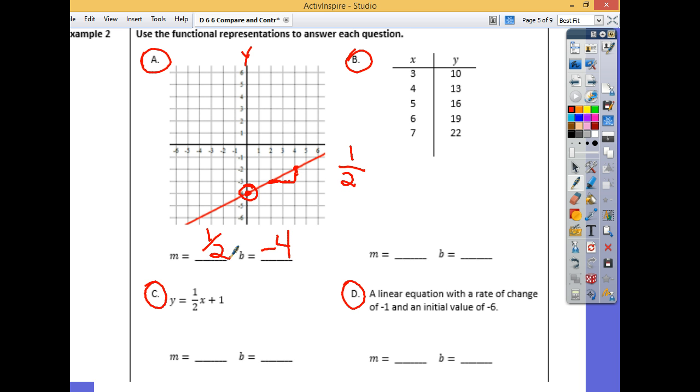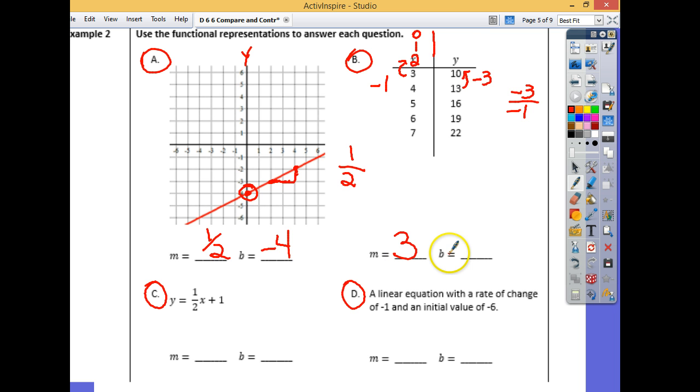All right, do B, hold up your slope and your y-intercept for B, please. This one you had to work backwards now. What did I have to do to get from 3 to 2? +1. 3 to 2, we did what? Oh, -1. What did I do to get from 13 to 10? -3. So y over x, a -3 over a -1 simplifies to what for my slope? Negative divided by a negative is a +3. So my slope is a 3.